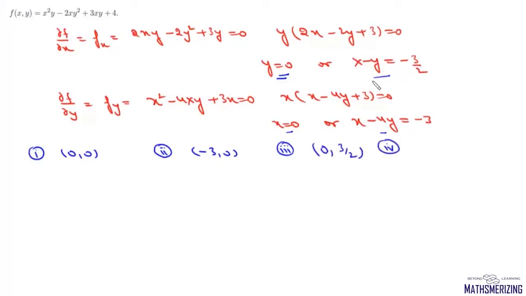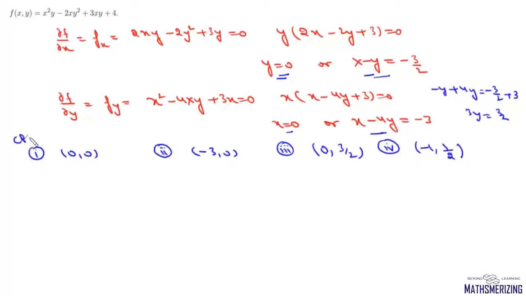And the fourth point we'll get from the intersection of these two lines. So we'll subtract the second line from the first. We'll get minus y plus 4y, and it'll be minus 3 by 2 plus 3. So we'll get 3y equals 3 by 2. The value of y is 1 by 2, and if the value of y is 1 by 2, the value of x is minus 1. So the fourth point will be minus 1 comma 1 by 2.